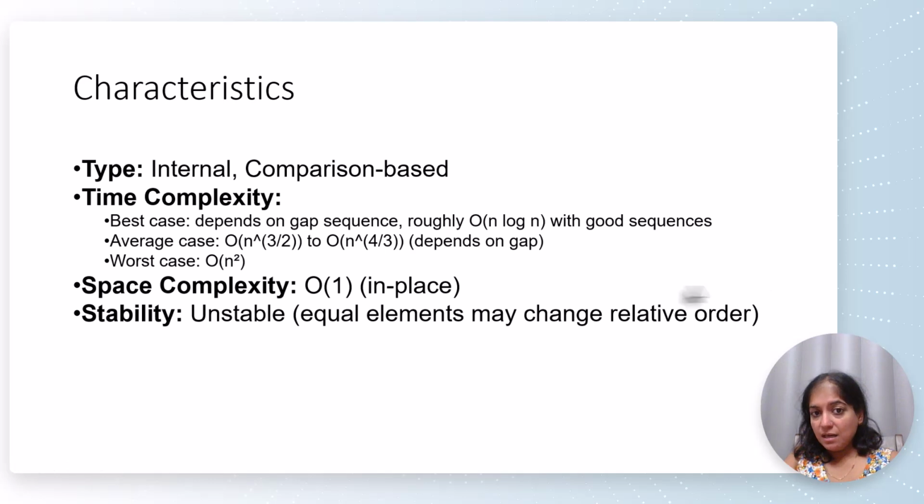It is an internal comparison based sorting. The time complexity is big O of n log n in the best case. Average case is n raised to the power 4 over 3, and generally depends upon the value of gap, which gap we are taking. And the worst case time complexity is again n square. Its space complexity is big O of 1. Stability: it is unstable.